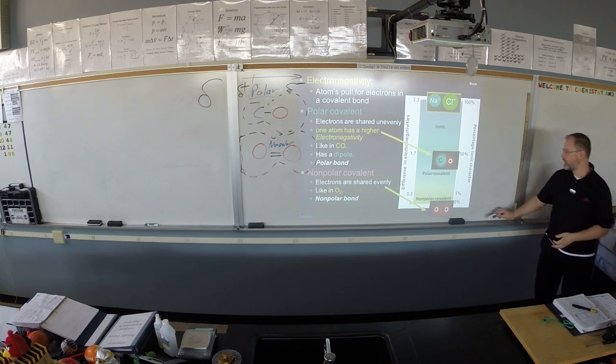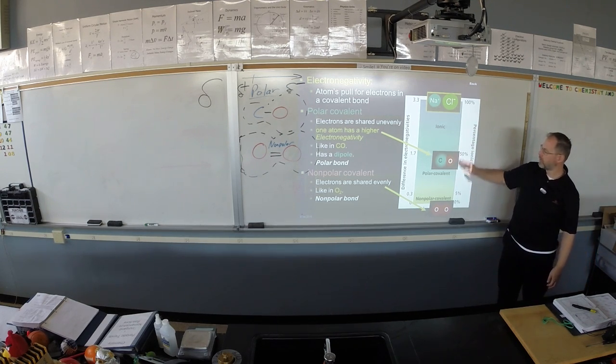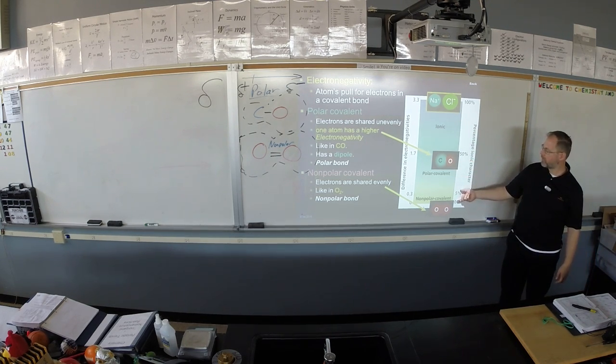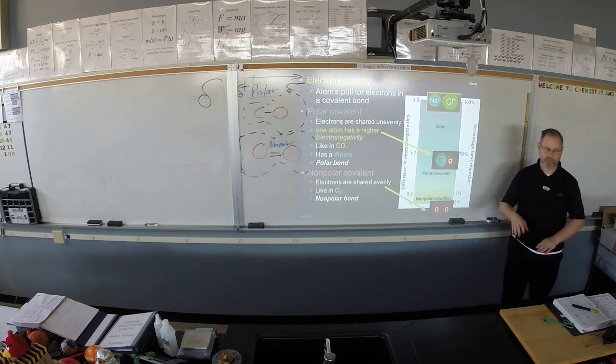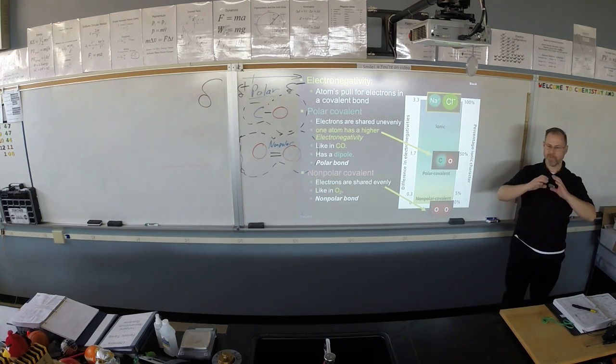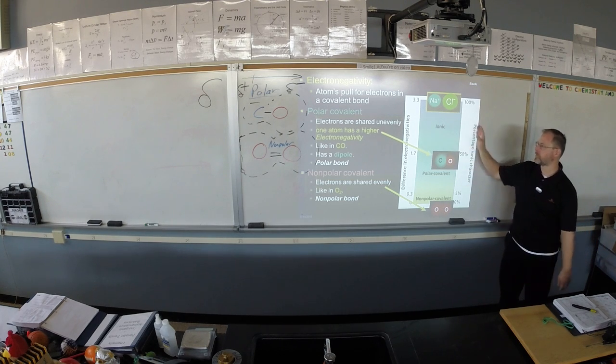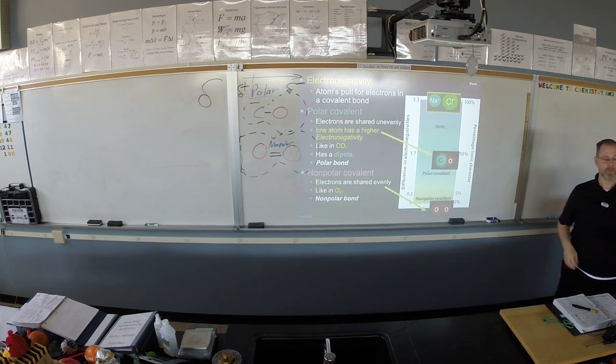Now realize there's this crazy spectrum here, where they're within 5%, but we're not going to play that game. We're not going to look at gradients. We're just going to say it's ionic if it's a metal and a nonmetal. It's polar covalent if it's two nonmetals that are not the same, and nonpolar covalent if there's two nonmetals that are the same. We're just going to say boom, boom, boom. Not going to worry about the gradients or the angle or the percentages.